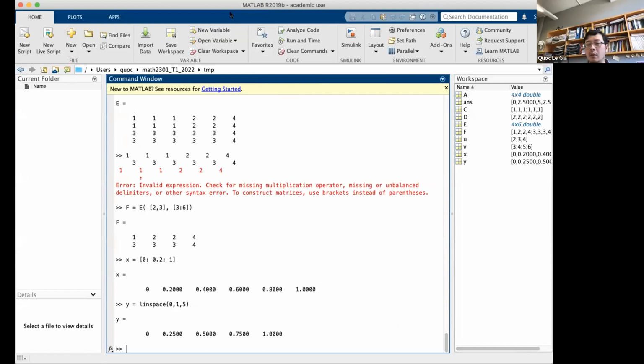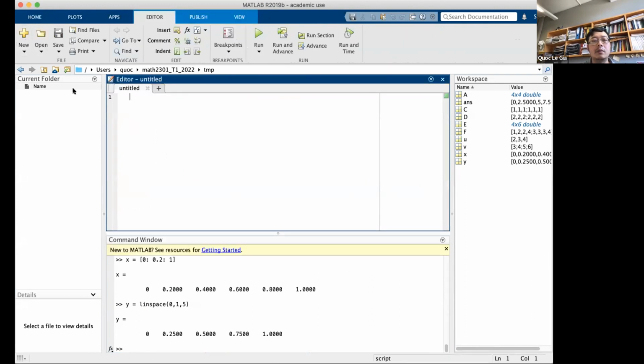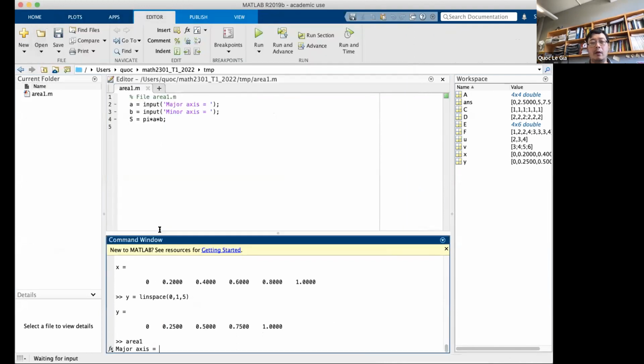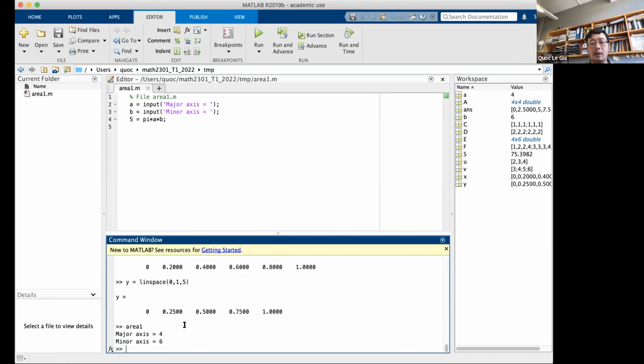Yes, you just type the file name. Suppose I make a new script, so new script here, and I just cut and paste here. Then you have to save, or you can run it here, but it asks you to save. So area 1. Okay, so you run it. Area 1 is say for 6. Then you see S is the result.